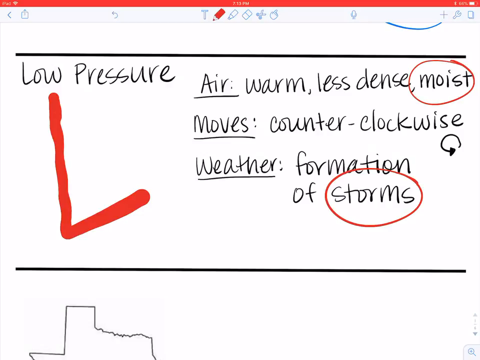Another way to remember low pressure is that low pressure is lousy weather. Do you know what lousy means? Lousy means not good. So lousy weather, can draw a little sad face, is stormy, rainy weather. So low pressure is rainy weather and stormy weather. Anytime you see a red L on a weather map, I want you to think of stormy, rainy weather.